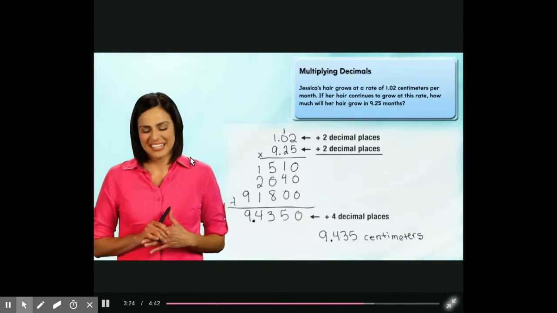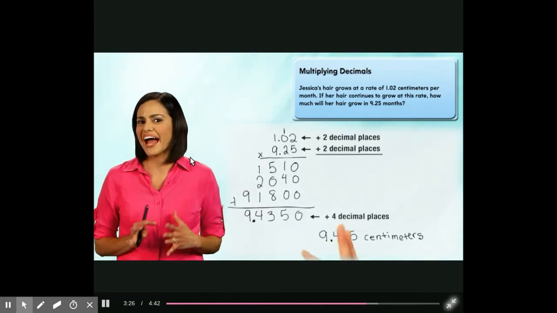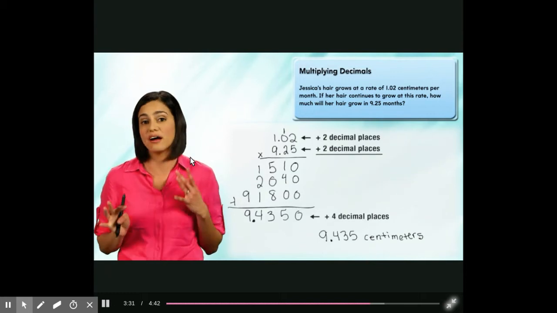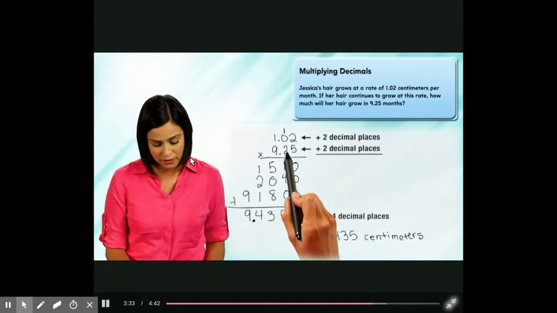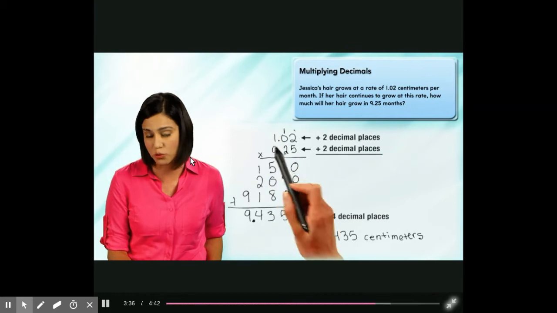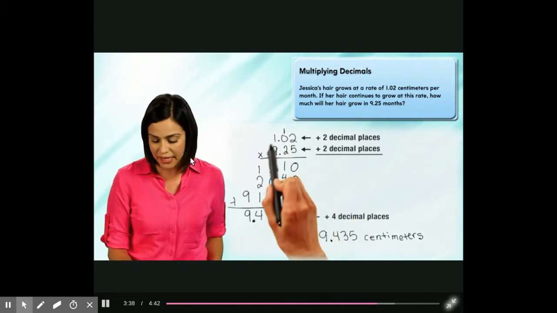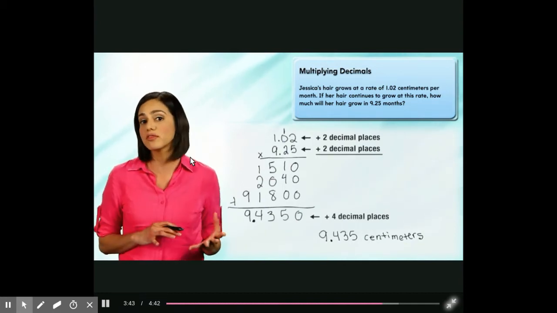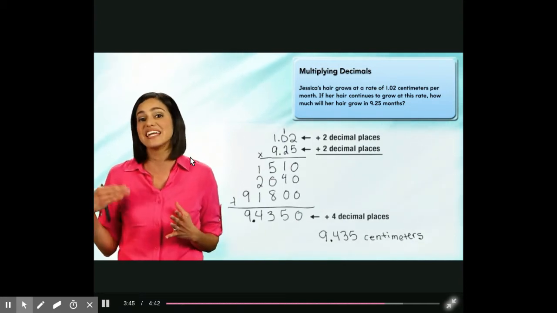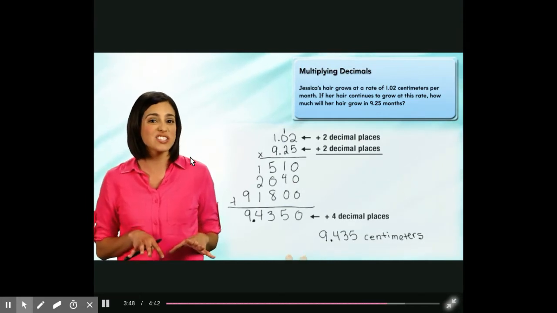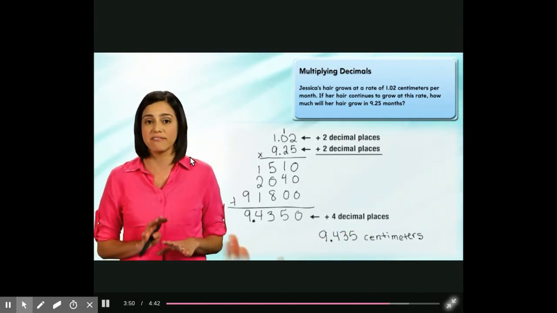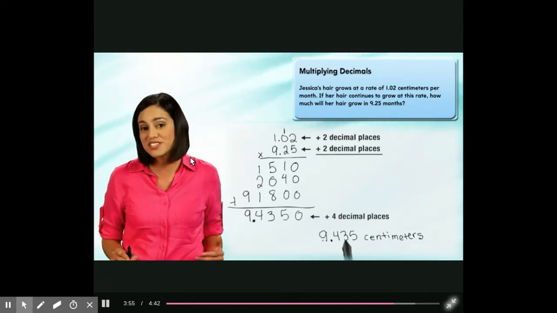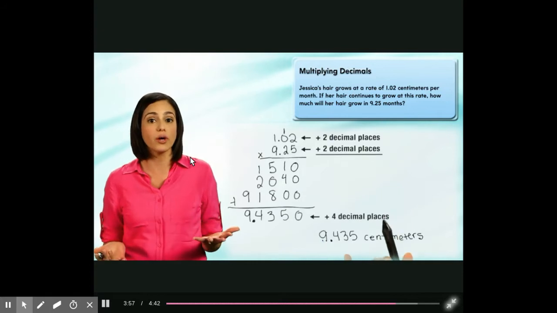Now, let's think about whether our answer makes sense. Well, a good way to check is to round our factors. Let's round the factor 1.02. That rounds to 1. And the factor 9.25 rounds to 9. If we multiply those rounded factors, we get 9 times 1 is 9. So we know our answer has to be close to 9. In fact, closer to 9 than 10. And look at this. Our answer is close to 9, so we know we are correct.